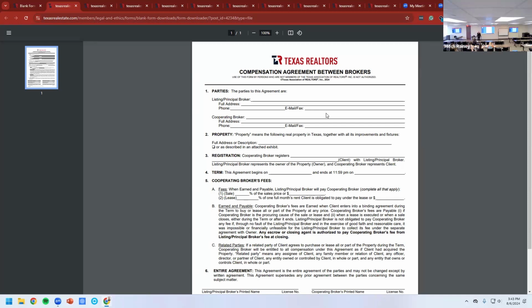This is just getting it in writing, so that me as a listing agent, I can't change it to 1% tomorrow when I promised you 3% yesterday. It's like you have it in writing. Yeah, the other broker will have to sign it also.